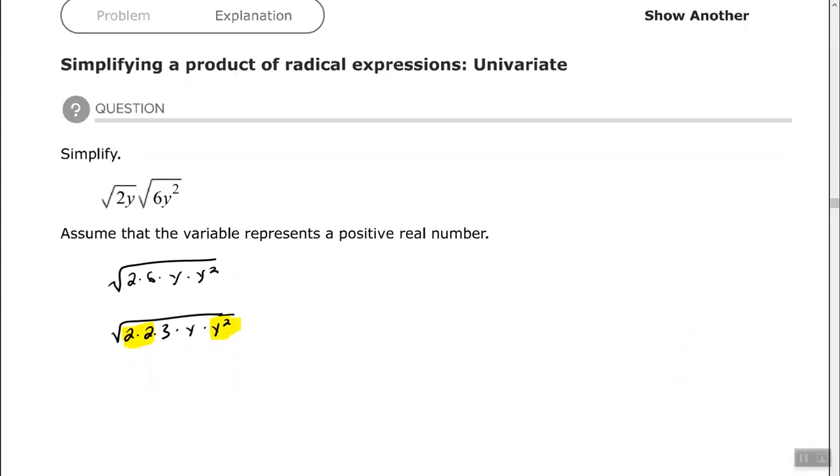So the 2 times 2, that means I will just bring a 2 to the outside there. The y squared, the square root of y squared, remember you just divide the exponent by the root. 2 divided by 2 is 1, so I bring a y to the first power to the outside of the radical. And I have 3 times y left underneath the radical. Okay, let's look at another one.